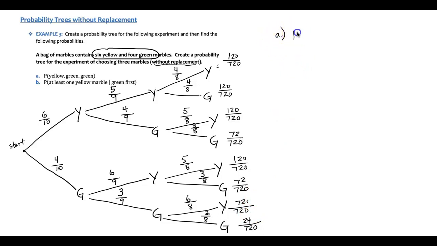Part A says find the probability of yellow, then green, then green. When they're written with that order and commas between them, it is an order that is specified. So I'm going to follow the yellow branch first, the green branch second, the green branch third, and I get a total of 72 out of 720ths, and now I'm going to reduce that to be 1/10.